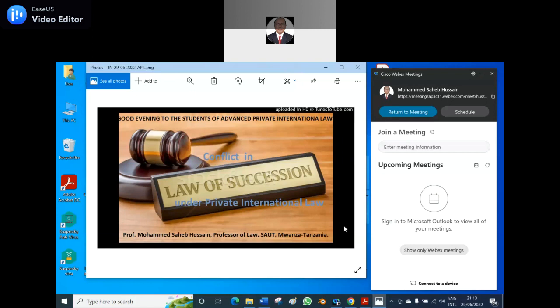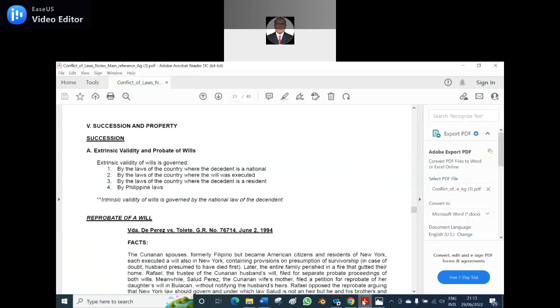Now, without wasting time, let us come to the point: the law of succession, how it works. So, succession and property. Let us see succession, extrinsic validity and probate of wills. Now let us see how the extrinsic validity of wills is governed. Extrinsic means outside; intrinsic means inside. So extrinsic validity is governed by the law of the country where the decedent is a national.